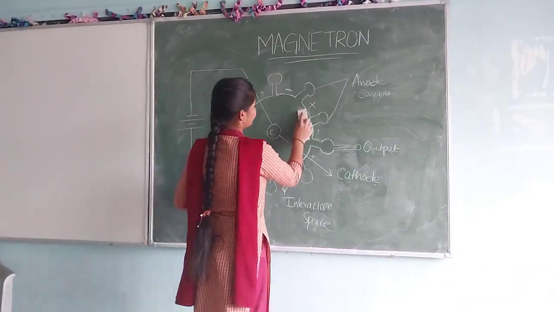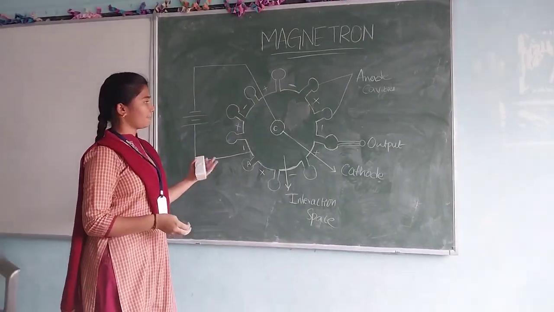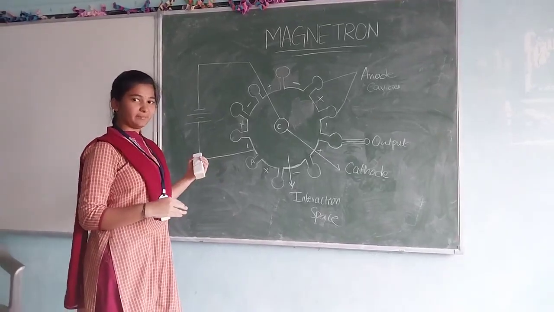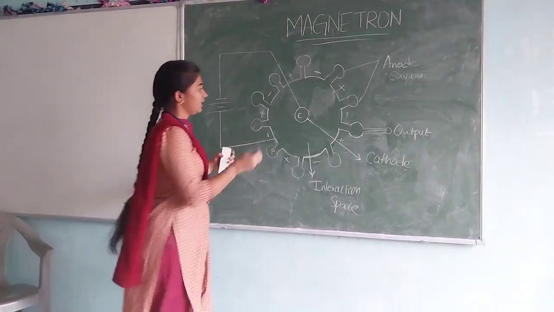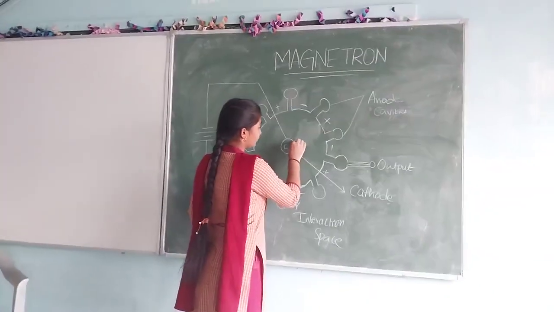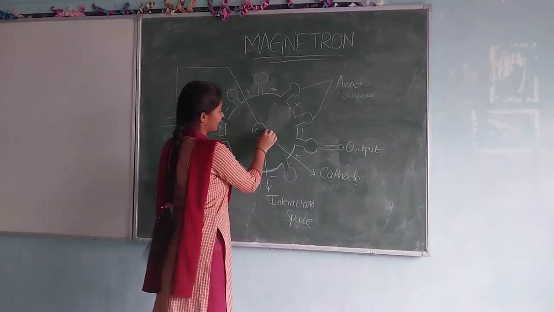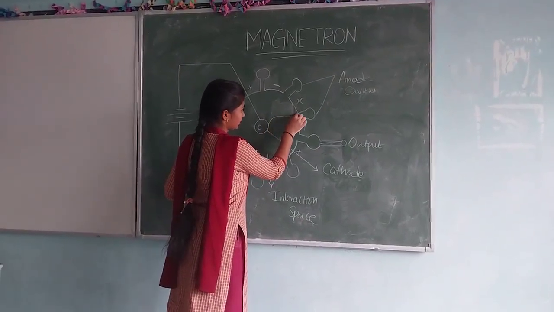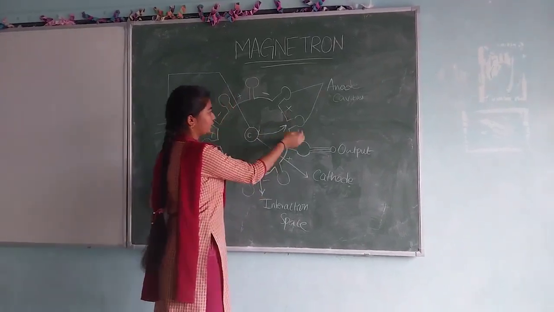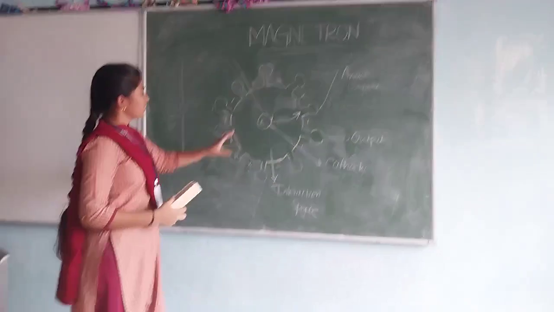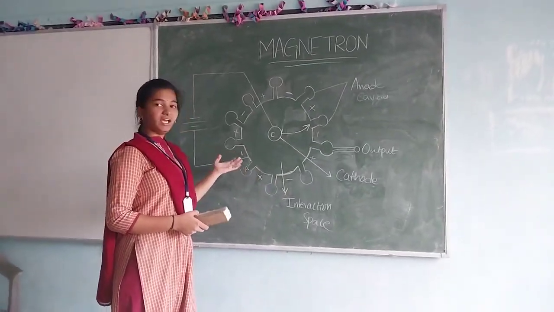In case 2, the magnetic field is present, but lesser than the critical value. That is, the magnetic field is present in small quantity. In the case 2, due to the presence of magnetic field, the electrons emitted by the cathode will move in a curvy path to the anode. This curvy nature is due to the magnetic field present in the magnetron.